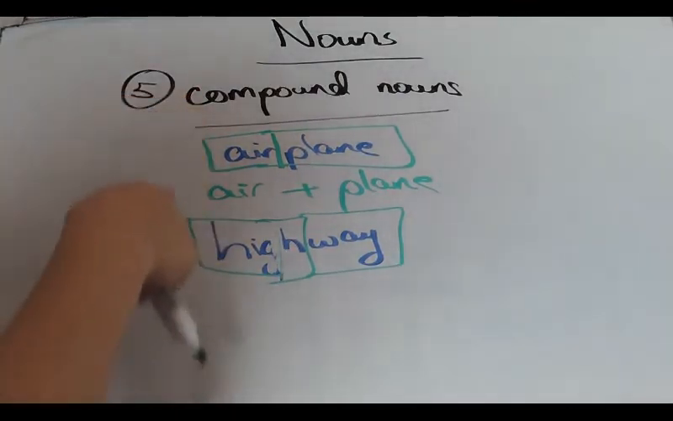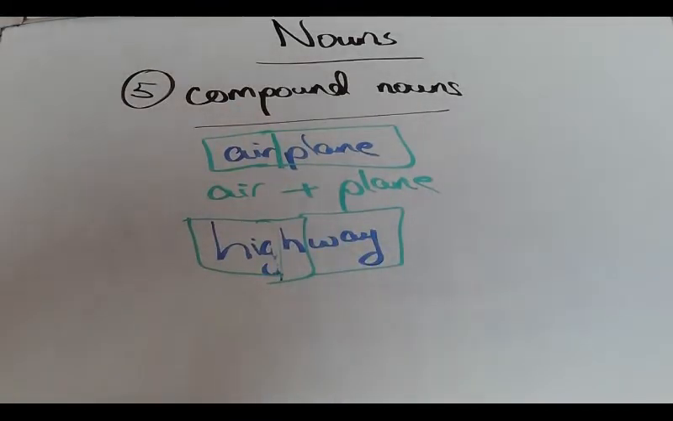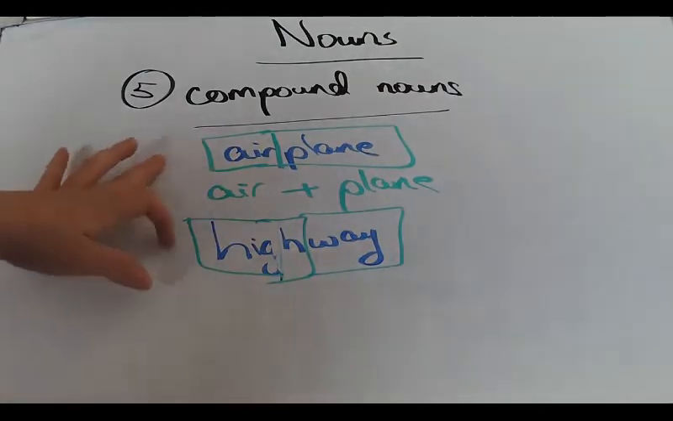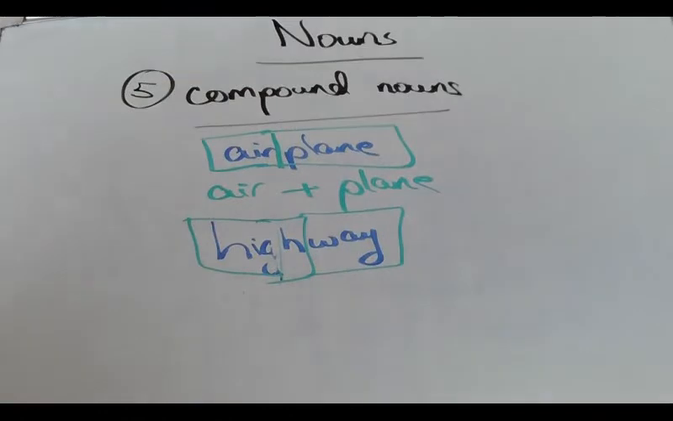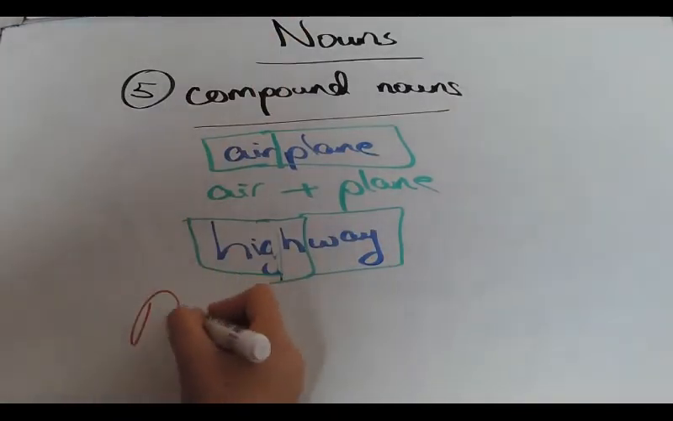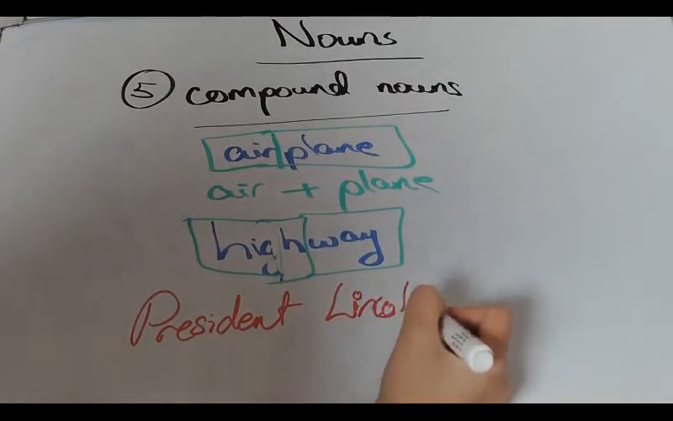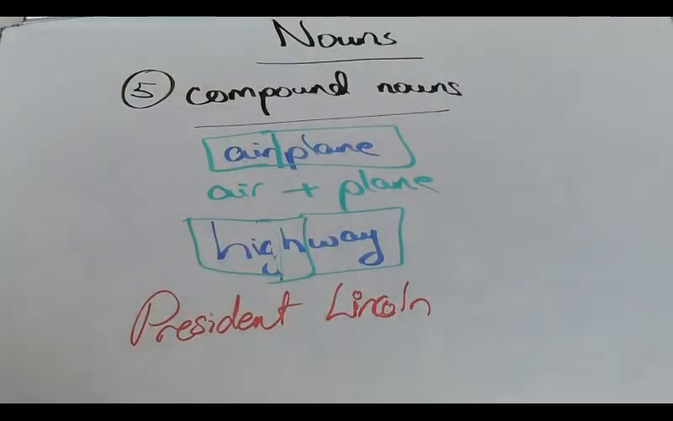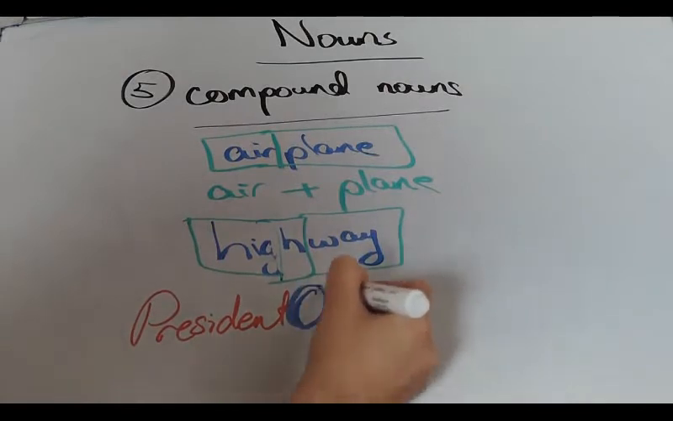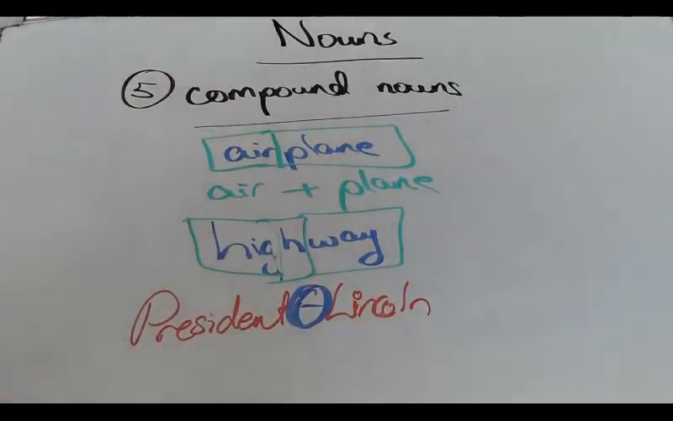Okay, so as you see here, compound nouns are nouns that consist of two or more words that come together to give me a different meaning than when being separated. Let's take another example. As we see, those are common compound nouns, right? Any highway, any airplane. Let's take President Lincoln. President Lincoln here is a bit different. Why? Because I have a space between them. They don't come as one word, but they are considered a compound noun.